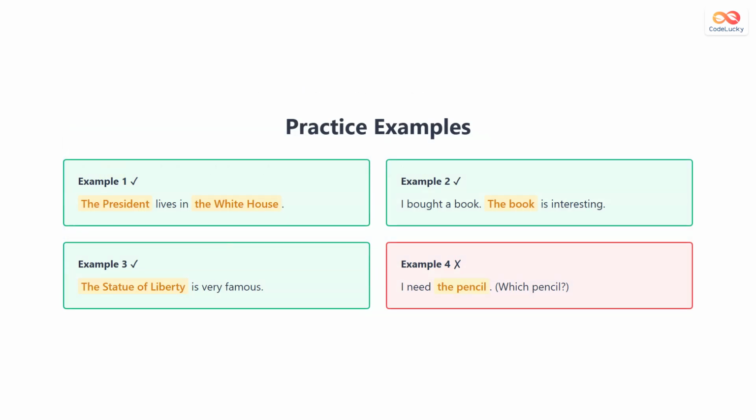Now let's practice with some examples. Example 1, the president lives in the White House. This is correct because both the president and the White House are unique things that everyone knows about. Example 2, I bought a book, the book is interesting. This is correct because we introduce the book with a first, then use the to refer to that same book. Example 3, the Statue of Liberty is very famous. Correct because the Statue of Liberty is unique.